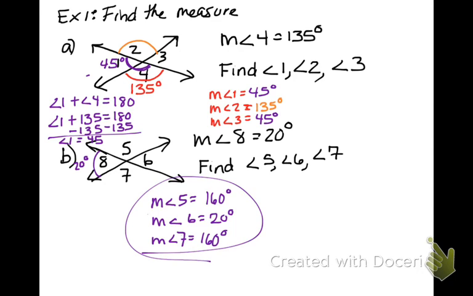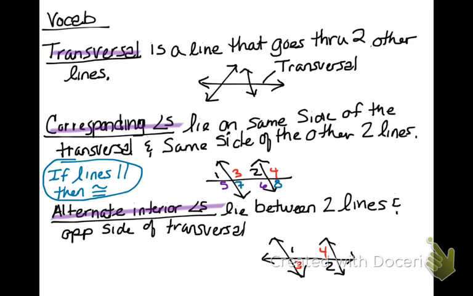All right, now we're going to learn some more vocabulary. If you don't have any room on that side, turn it over so you can learn some new vocabulary on the next page. We have a transversal. A transversal is a line that goes through two other lines. If you look at this picture, you have two lines and another line that goes through both of them. That line is a transversal.